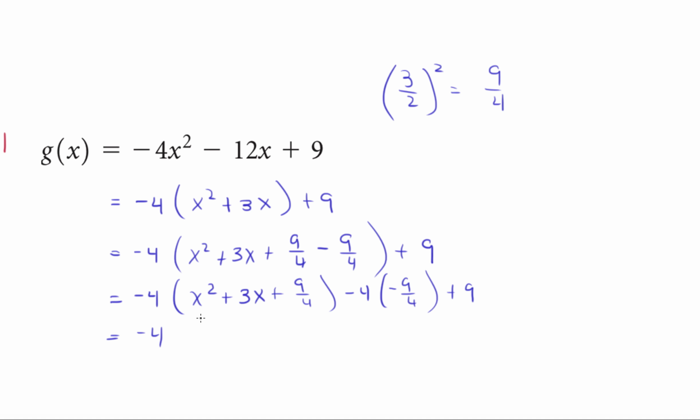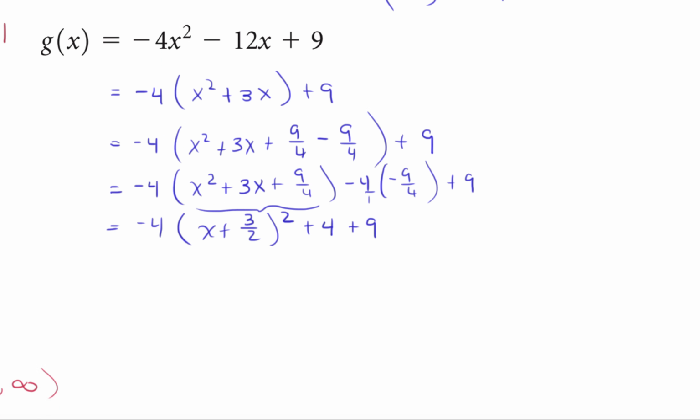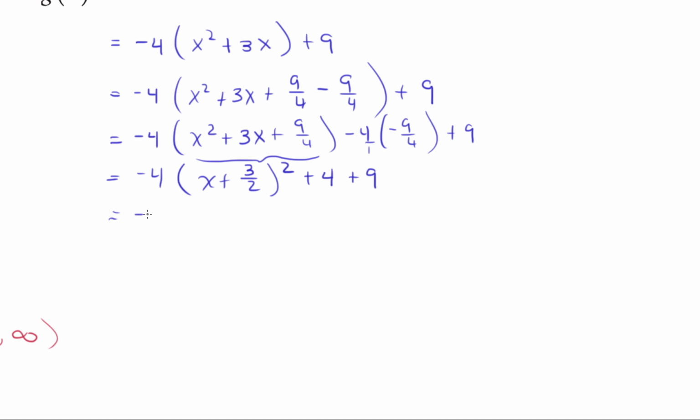So negative 4, again, this factors into the number that you have b over 2. So x plus 3 over 2 squared. Negative times negative is positive. 4 times 9 is 36, divided by 4 is 4. So now you have negative 4(x plus 3 halves) squared, plus 4, 9 plus 4 is 13.